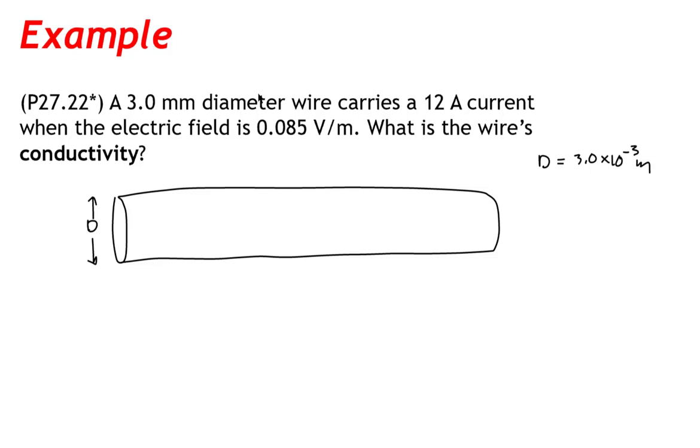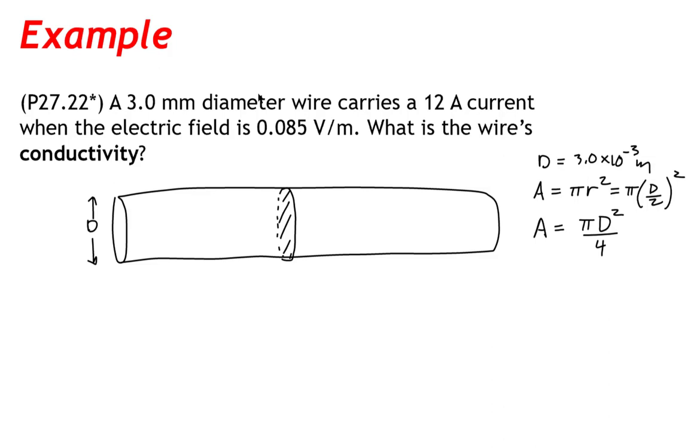Now, dealing with a wire and dealing with current, we're probably going to need to know the cross-sectional area of this wire. So while we're at it, let's figure out the expression for the cross-sectional area. We're going to assume that this wire is cylindrical, and so the cross-sectional area would just be the area of a circle, pi r squared, where the radius is just the diameter divided by 2. This means that the cross-sectional area of our wire is pi times the diameter squared over 4.